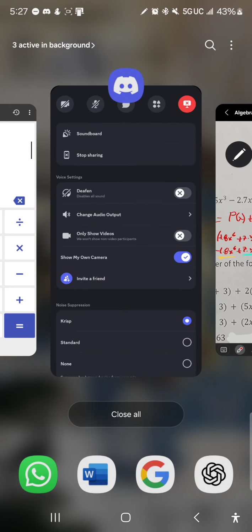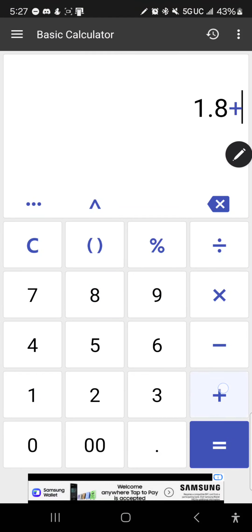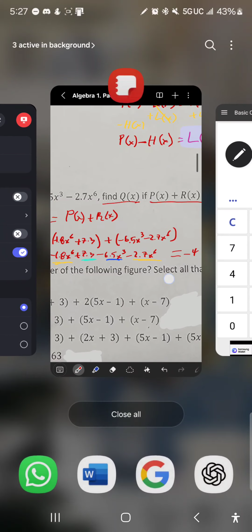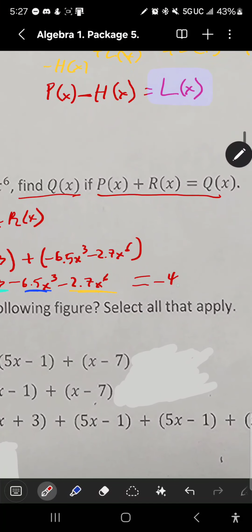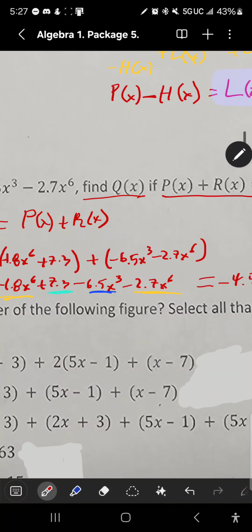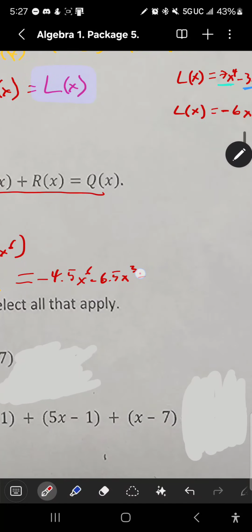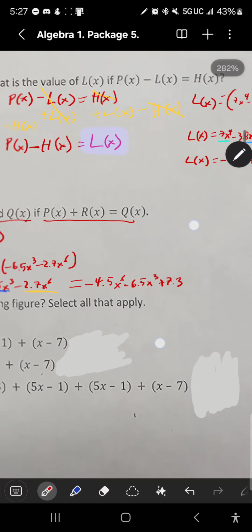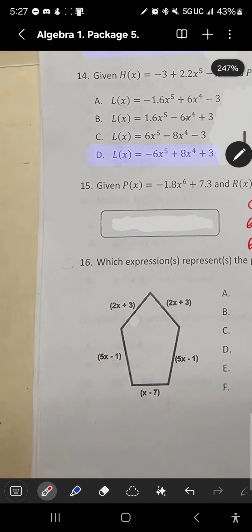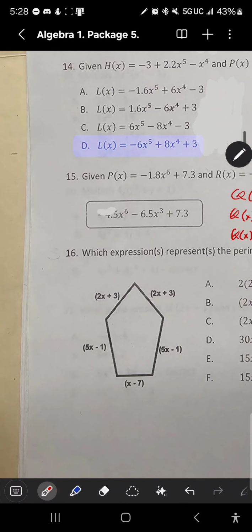We can check in the calculator to make sure. Yep, 4.5 and x to 6. We keep the x, and then the other ones don't have a pair, so minus 6.5 x to 3 plus 7.3. And that right there is my answer, and that's the answer you can see here.